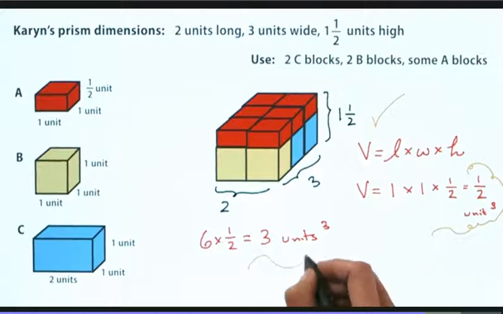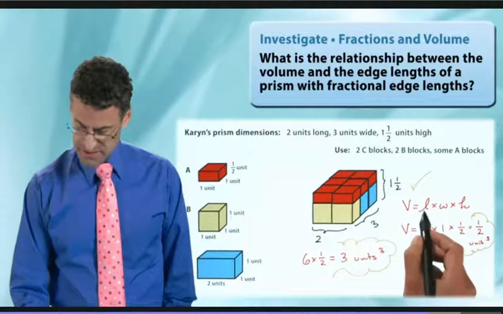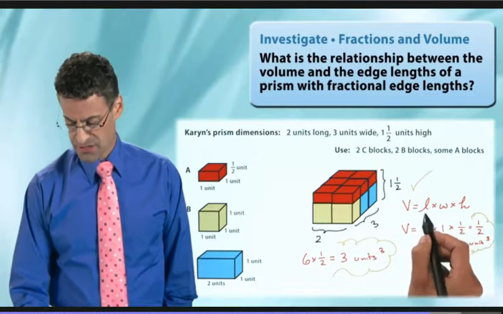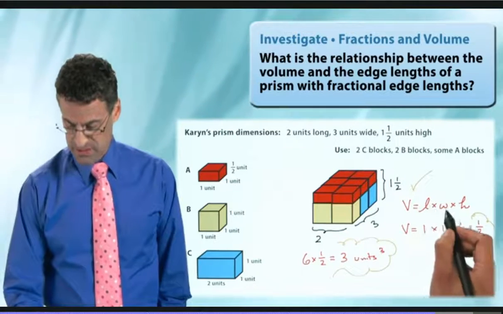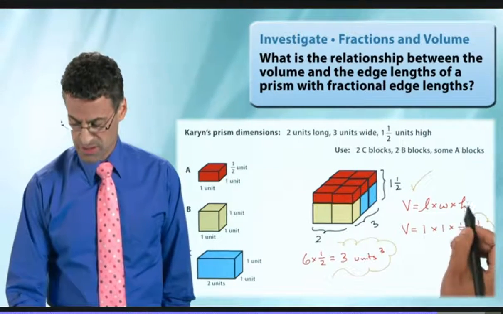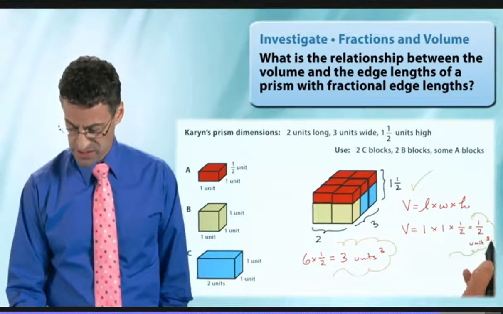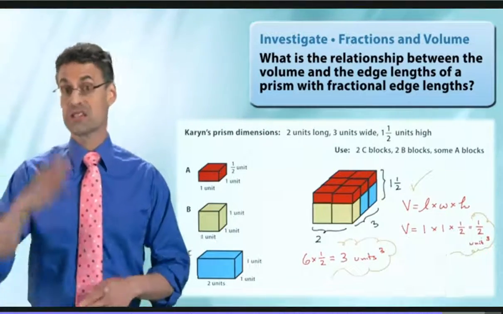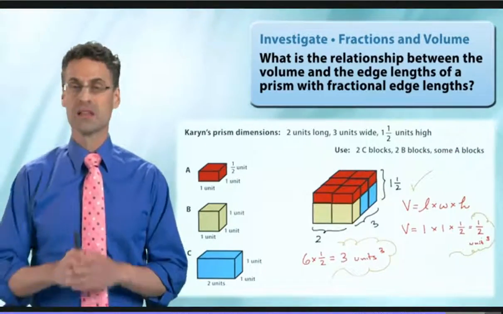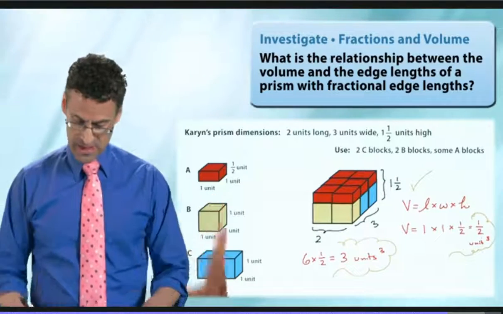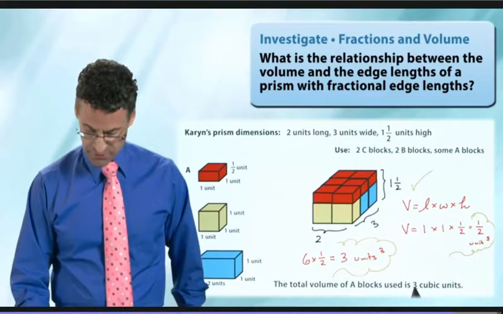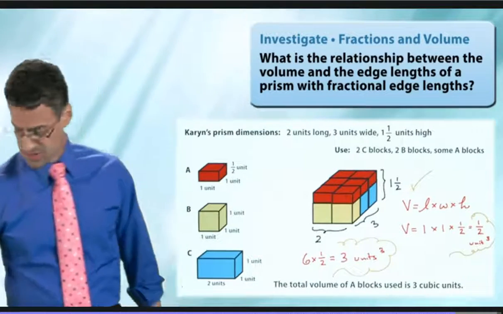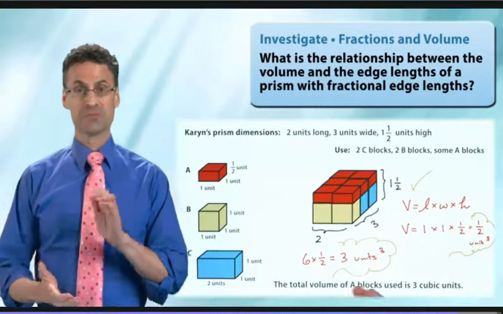And why is it units cubed? Well, because it's the measure of 3 directions, right? This particular measurement has some unit, this one another unit, this one another unit, and unit times unit times unit is unit cubed. Area is unit times unit, so it's unit squared. Length is just unit, and so the volume is unit cubed. So the total volume of the A blocks used is 3 cubic units.